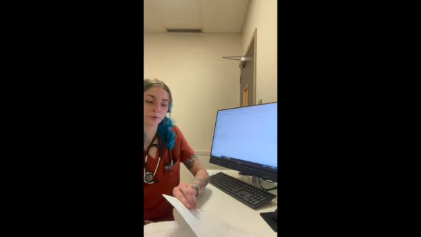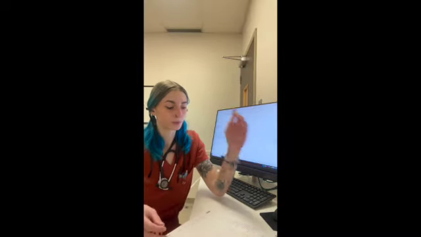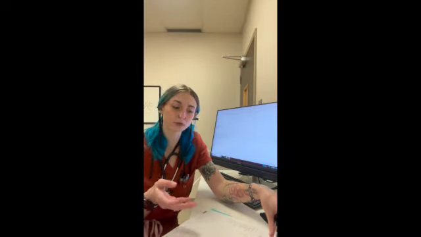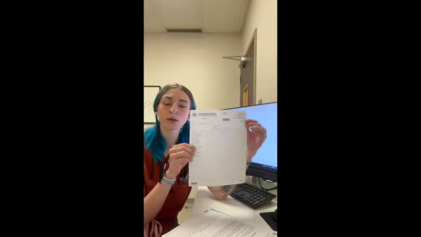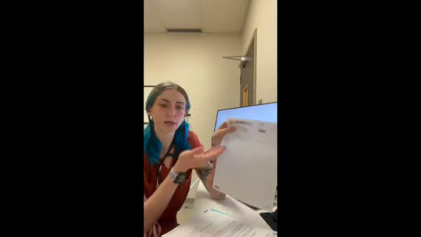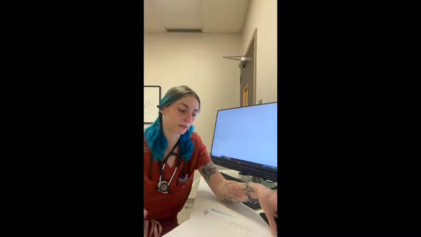And then moving on from that, we will go ahead and place our owners in a room, and we will begin by obtaining our history. So we actually have a history form that comes with each of our admission records, and it has a nice little outline on the side that just kind of reminds you of the main things that you should be obtaining from your history.